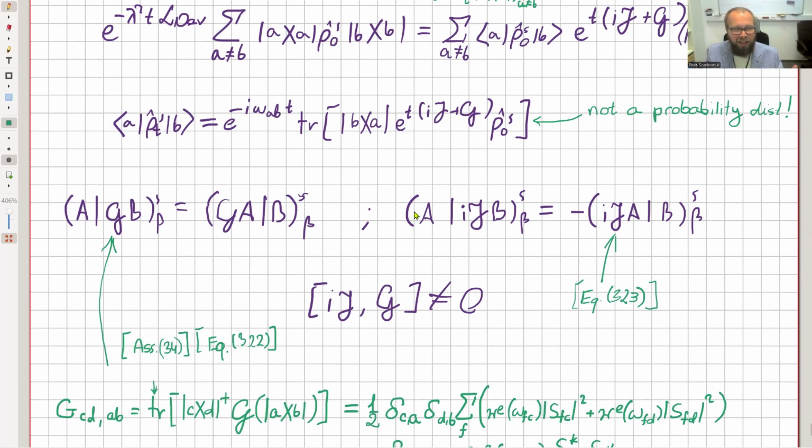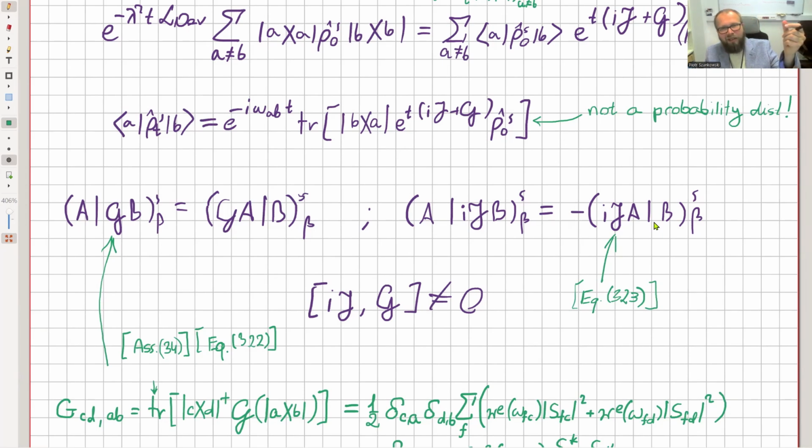And on the other hand, you can do similar calculations for the other piece, J, and you can show that it's not Hermitian, it's anti-Hermitian. It's anti-Hermitian because there's i here, so J itself is Hermitian, but it's multiplied by i, so it flips sign. That's why it's anti-Hermitian.